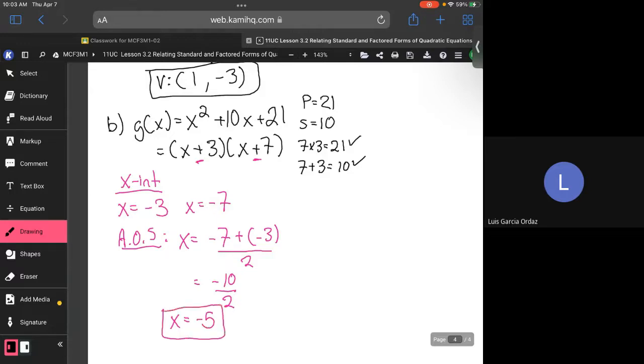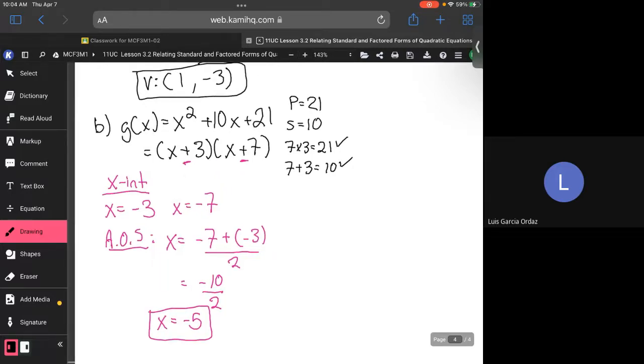So my axis of symmetry is x equals -5, and that's where my graph splits exactly in half. Now the last thing I need to find is my vertex. I know my axis of symmetry is x equals -5, so how do I use that to find my vertex? Yeah, we'll plug it into the factored form.